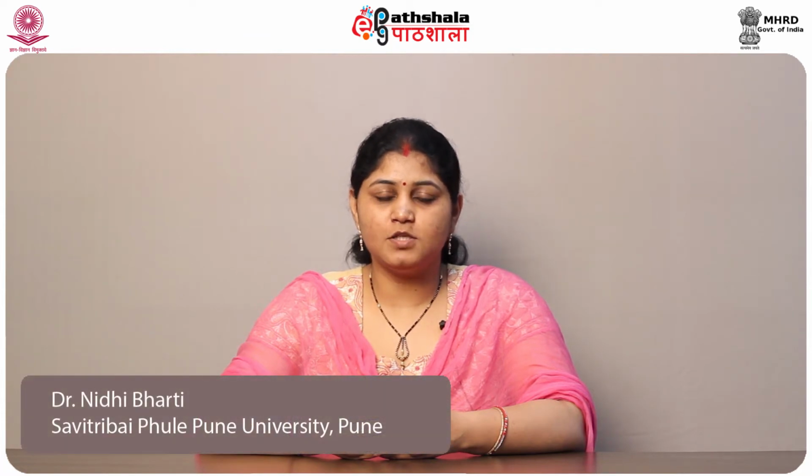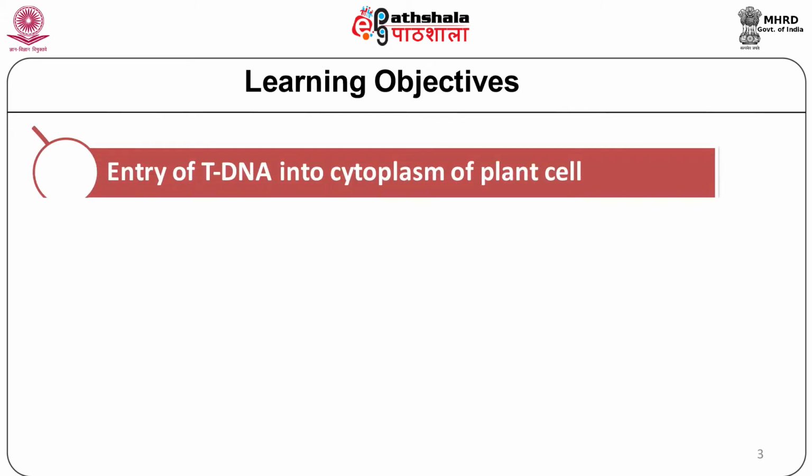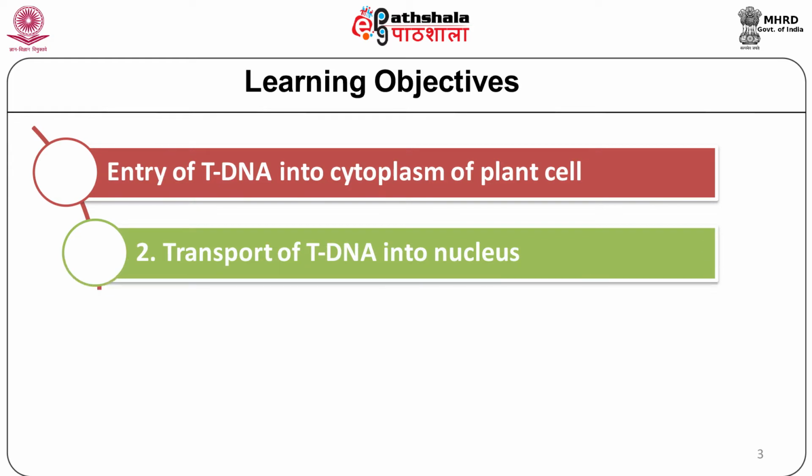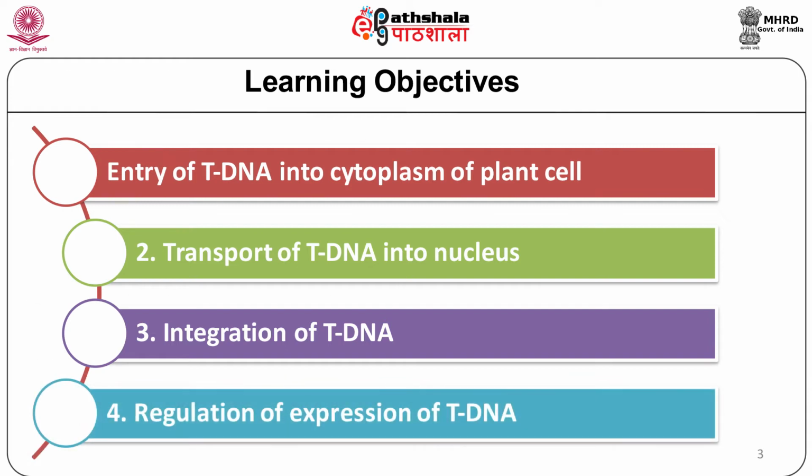Hello everyone. tDNA is the segment of the Ti plasmid of the Agrobacterium tumefaciens which is integrated into the host plant cell. A number of genes and proteins are involved in the process. In this module, we will discuss the role of host plant proteins in the transfer and integration of the tDNA from the Agrobacterium cell to the plant cell. The learning objectives of this module are entry of tDNA into cytoplasm of plant cell, transport of tDNA into nucleus, integration of tDNA, and regulation of expression of tDNA.